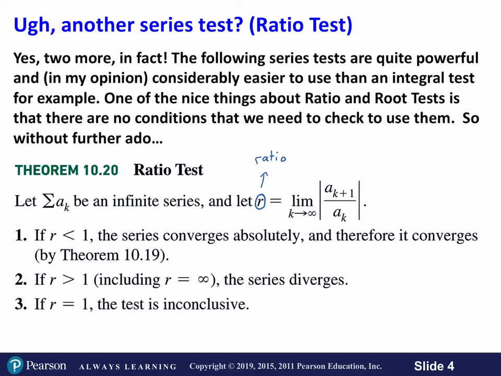So here are the conclusions that we can reach. If R is less than 1, then the series converges absolutely. Remember what it means for something to converge absolutely. It means that the sum of the absolute value of a_k converges.